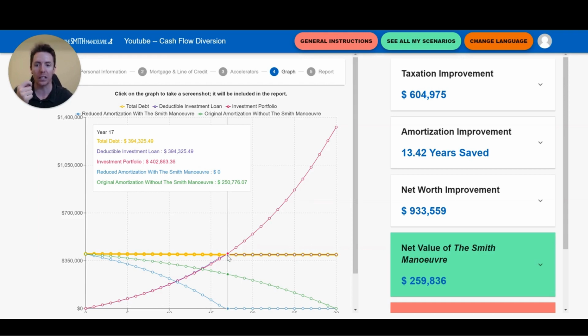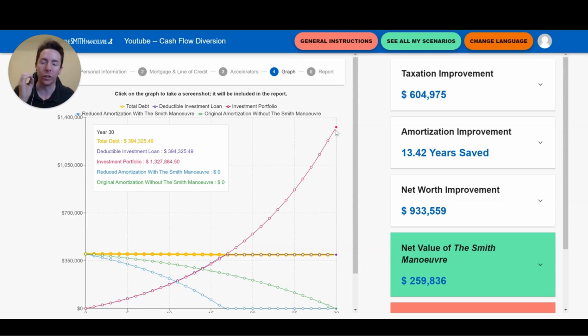Look at that. That pink line is your investment portfolio that's equal to 400 grand. It's going to be offset. If you really wanted to at this point, you could consolidate everything, pay off your fully tax deductible investment loan, and be completely debt free on your house. Or we can let it ride, keep deducting the interest on that fully tax deductible investment line of credit, and let your investments keep growing and growing and growing.